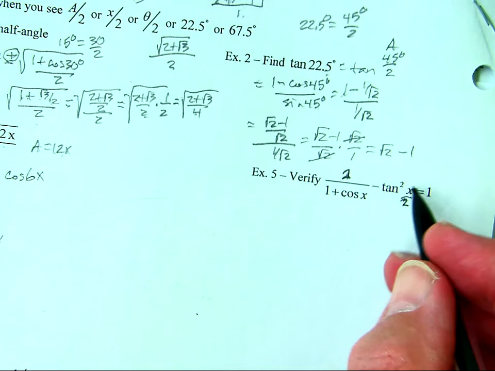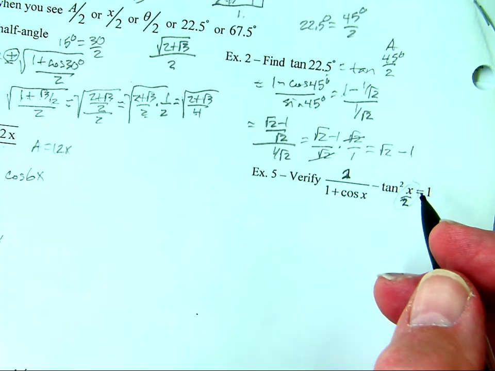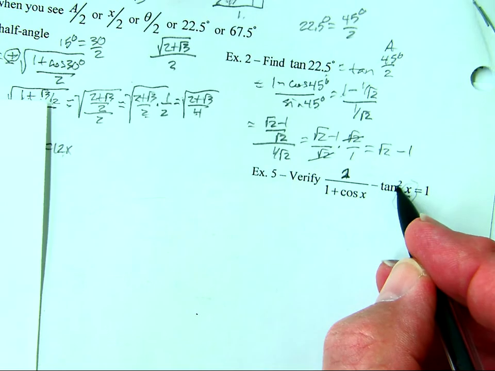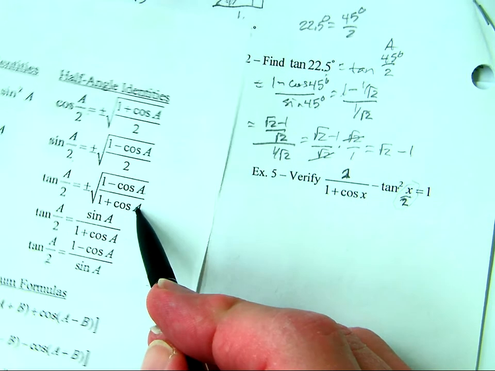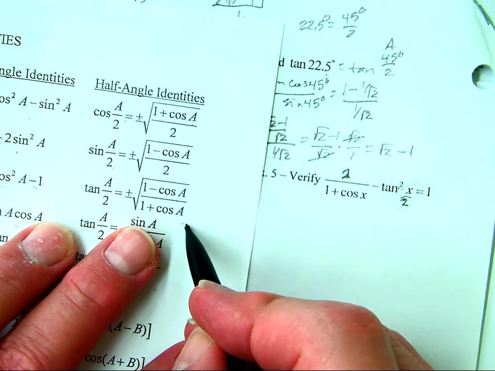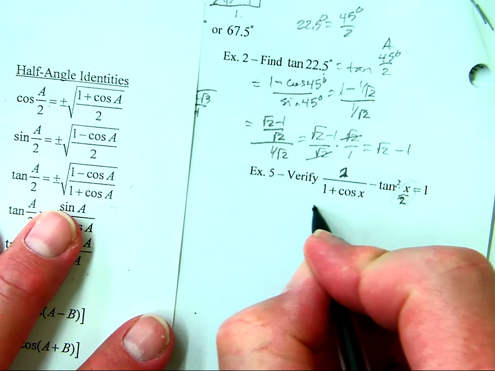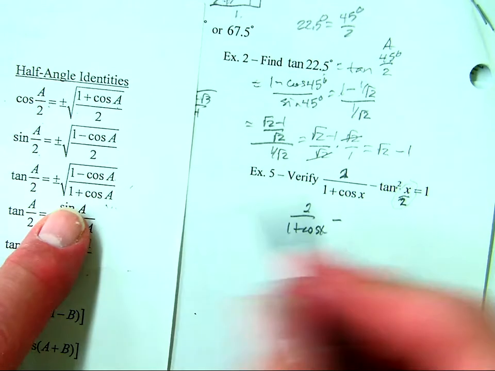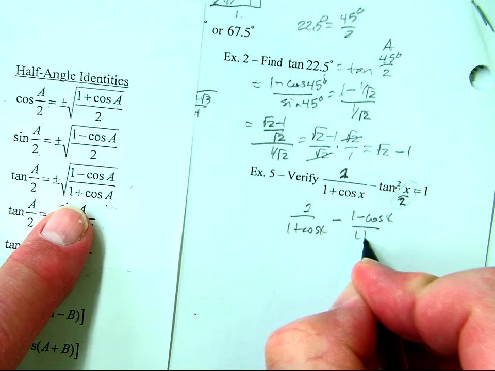Okay? Now, again, when you see this x over 2, that should scream out half angle. So we look at our half angle ones and see which one we want to use. Well, because this is squared, this is a good time to use one of the square root ones. We only have one square root one. If I use that one, that works out great with this squared, because if you square a square root, it gets rid of that. So I leave this first part alone, so that's 2 over 1 plus cosine x minus, now if we use this one, we're going to square that, so it's going to be 1 minus cosine x over 1 plus cosine x.